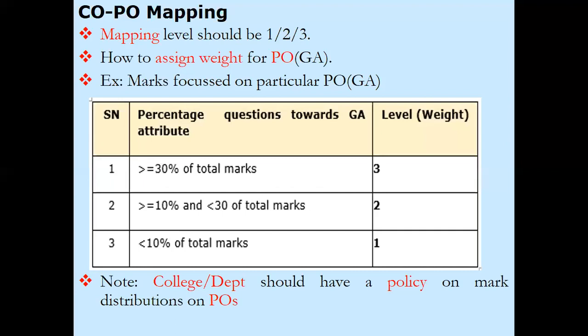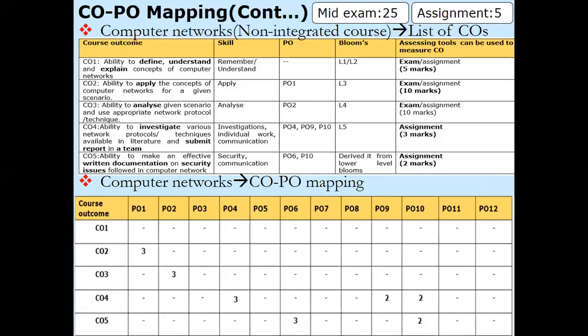For example, I already told that I'm taking a subject called computer networks. It is a non-integrated course. In a sense, this particular subject contains only a mid-exam and an assignment. It does not have any lab components. That's the meaning of that.